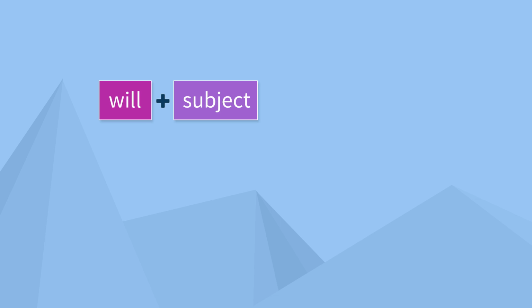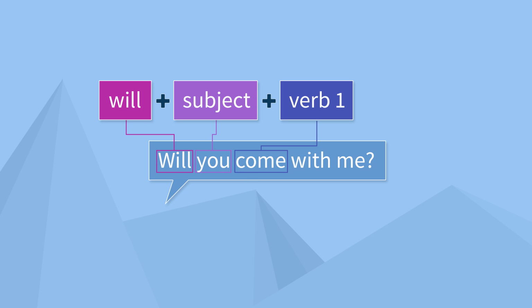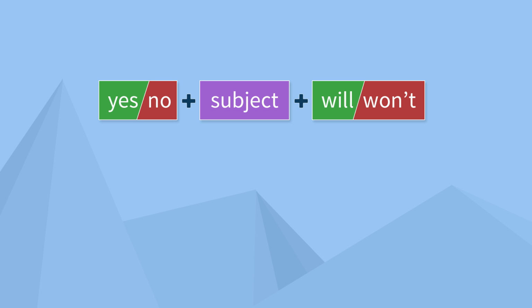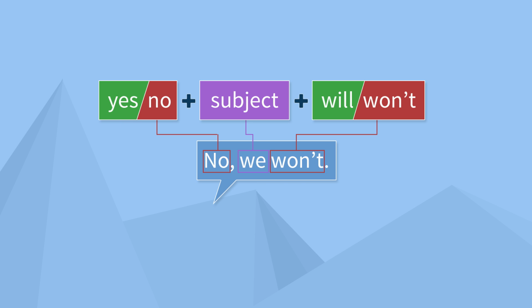The structure for questions with will is will, subject, verb 1. For example, will you come with me? Short answers are yes or no, subject, will or won't. For example, yes, I will, or no, we won't.